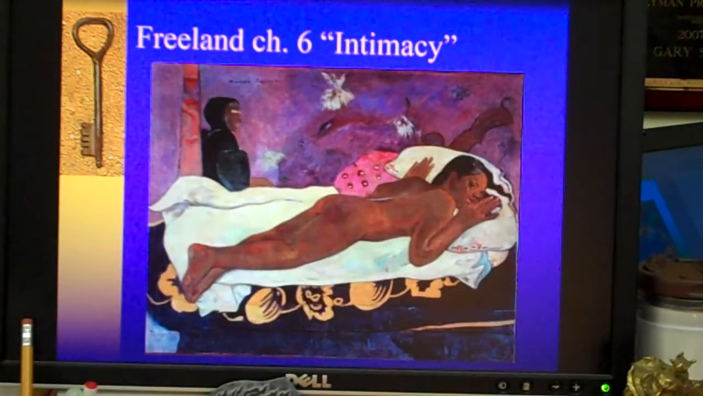Finally, we get to chapter 6 on intimacy. And I get to show what is actually my favorite painting of all time. This is another Gauguin called The Spirit of Death Looks On. And what I direct the students to is, in this chapter, Freeland talks about this philosopher by the name of Nussbaum and her 7 rules of objectification, 7 ways to consider whether something is objectified.